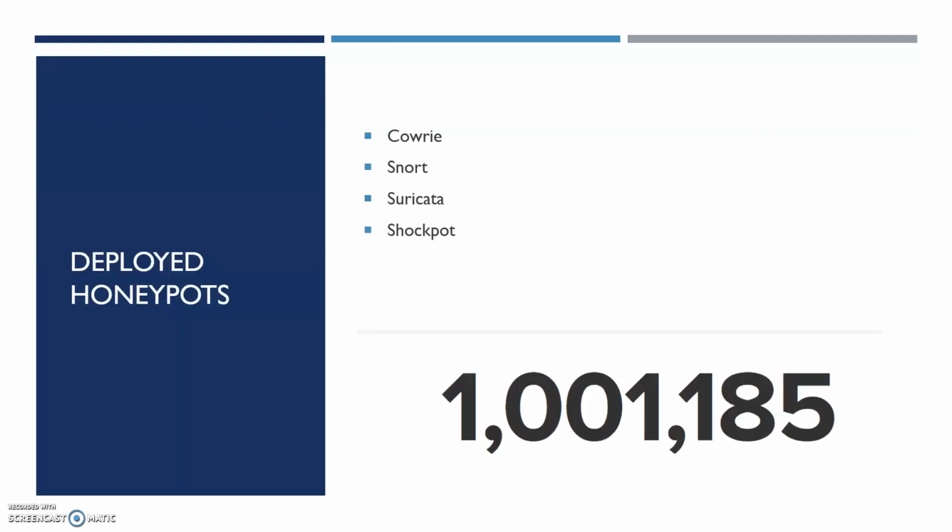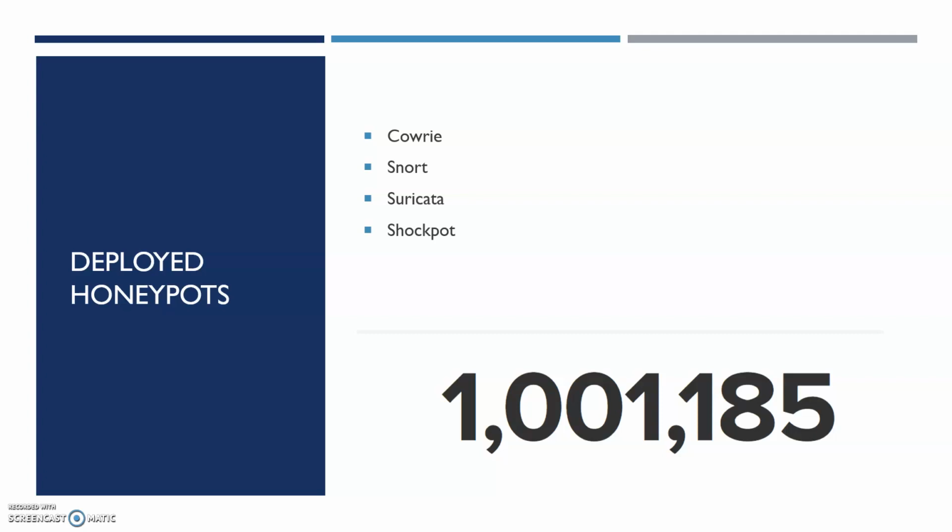Okay, so moving on to the honeypots that I deployed. I deployed Cowrie, Snort, Suricata, and Shockpot. I went for Cowrie because it's a well-known sensor and it's a medium to high interaction sensor which supports SSH and Telnet protocols. This sensor is designed to log brute force attacks and monitor how an attacker interacts with the shell. For my experiment, Cowrie was the one honeypot that attracted the most attacks.